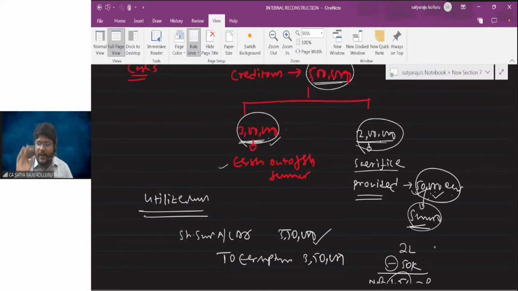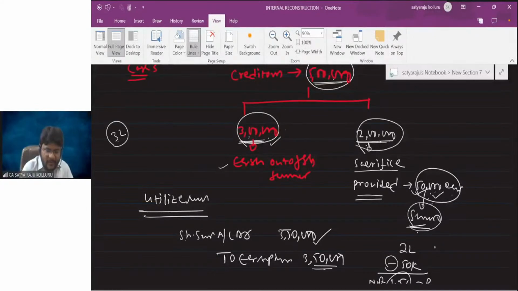Share surrender to equity share capital 50,000 and creditors to reconstruction. How much should you work out? 2 lakhs is the gross sacrifice. 50,000 is what they're expecting in return, which means 1,50,000 is the net sacrifice. So 3 lakhs plus 1,50,000, how much, guys? 4,50,000, plus to the extent of 50,000 worth of equity shares we are issuing in return. So total 5 lakhs.